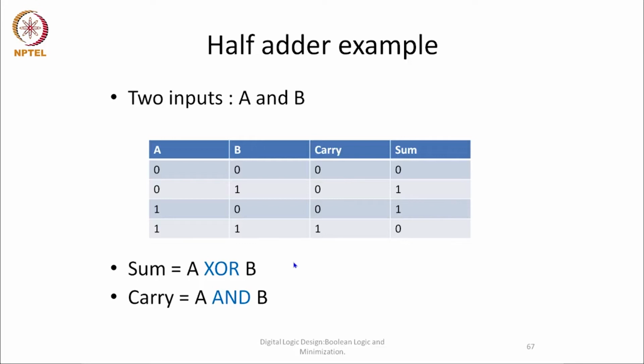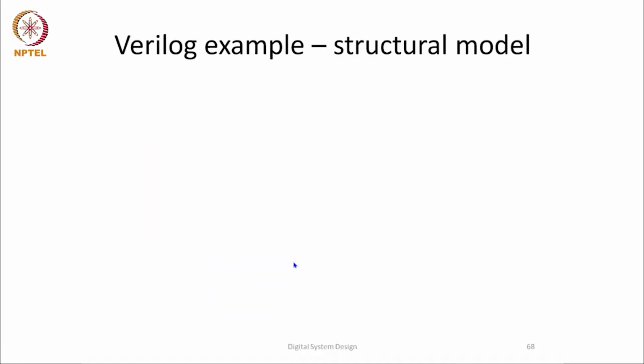So let us see how the Verilog module would look like. While describing the hardware, or describing our module, there are two ways: one is a structural model, another is a behavior model. So we'll see both of these models, the structural model as well as the behavior model, in this particular lecture.